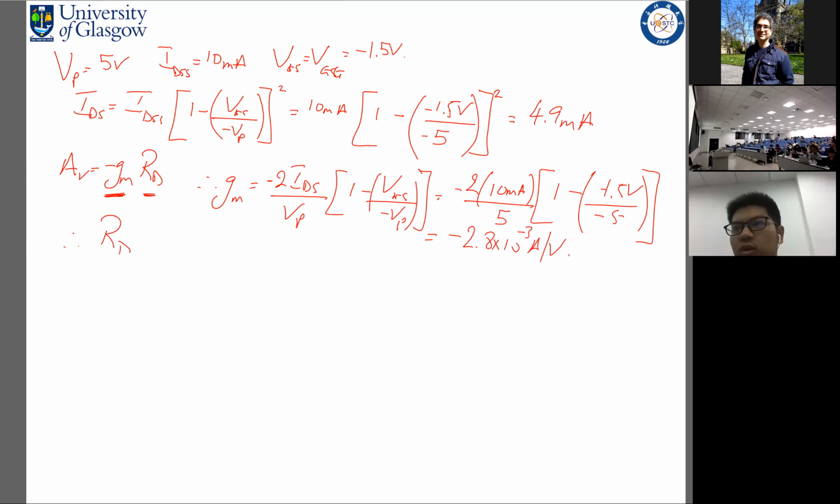Therefore, RD is equal to AV over minus GM. So AV we said is 10, GM is 2.8 times 10 to the minus 3. So RD is approximately 3.5 kilo ohms.